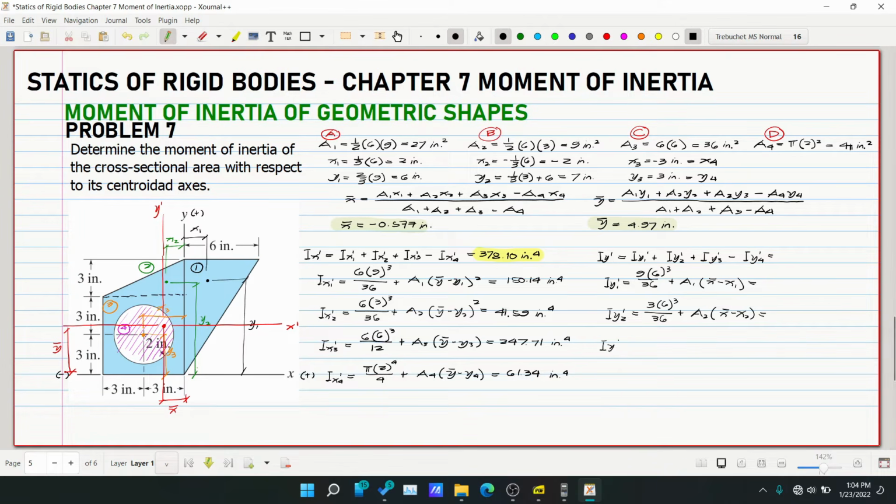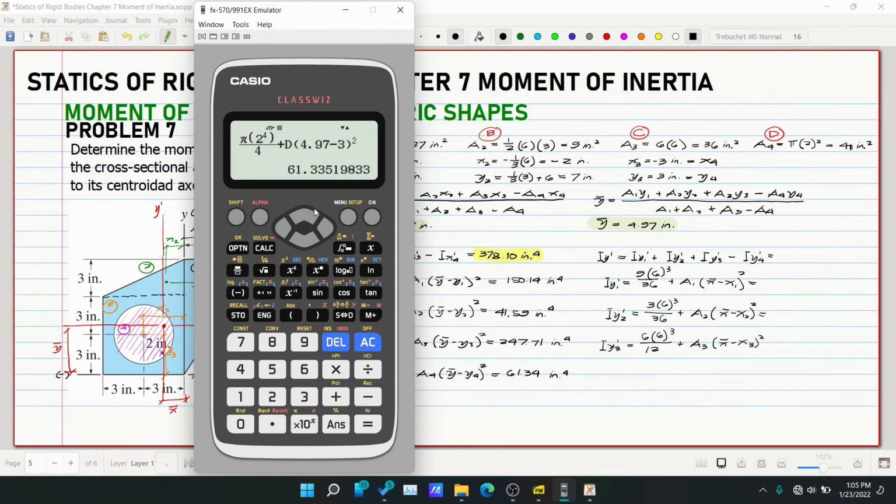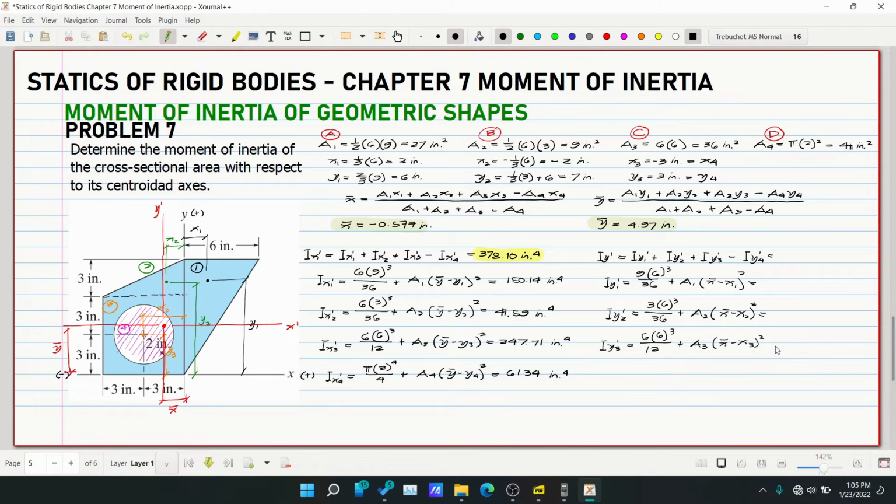Then, ang ating Iy prime 3. So 6 by 6 naman yan di ba? So wala tayong problema dyan. Then plus area 3 multiplied by x bar minus x3 squared. Okay, so squared. Huwag nyo kakalimutan ng squared. Check natin. Na-square ba natin? Okay, naka-square naman. So, equals. Then, Iy prime 4 is equivalent to, ganun pa rin, pi r raised to 4 over 4 plus area 4. Then, multiplied by x bar minus x4 squared.